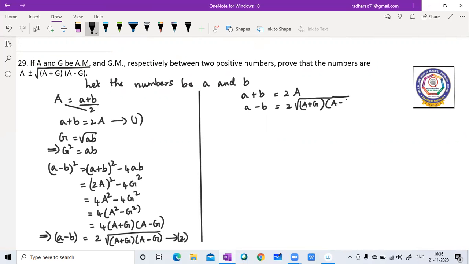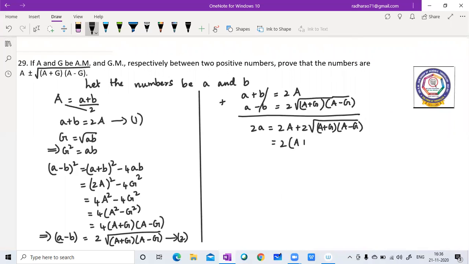So I add both the equations so that b and minus b gets cancelled. So a plus a is 2a is equal to 2A plus 2 into root A plus G into A minus G. So 2 is common. So 2 into A plus square root of A plus G into A minus G. So 2a is equal to 2 into. So 2 gets cancelled.